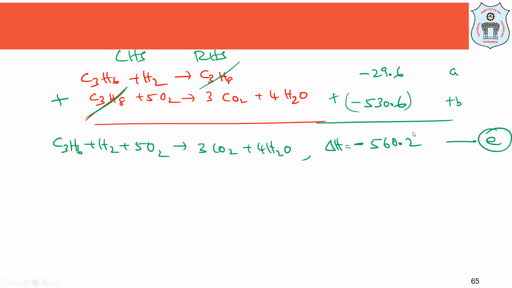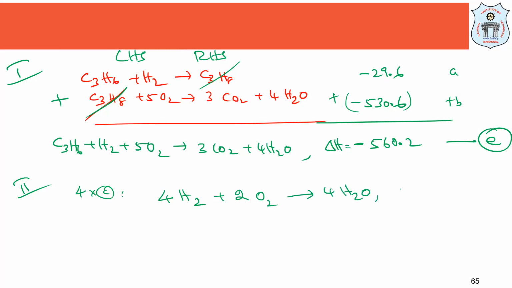Then coming to the second step. Second step is, I said, multiply 4 into C, 4 times C. What is C? It is H2 plus half O2 giving H2O. When I multiply by 4 throughout, 4 times H2 plus half of O2, so 4 into half is 2 O2, giving 4 times H2O with delta H value 4 times the given value. The given value is minus 68.3.